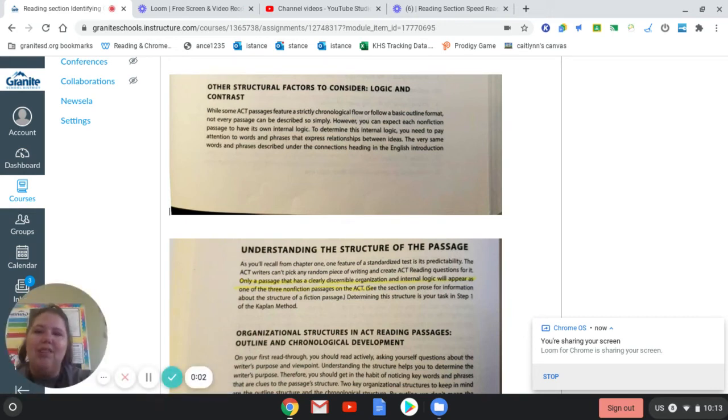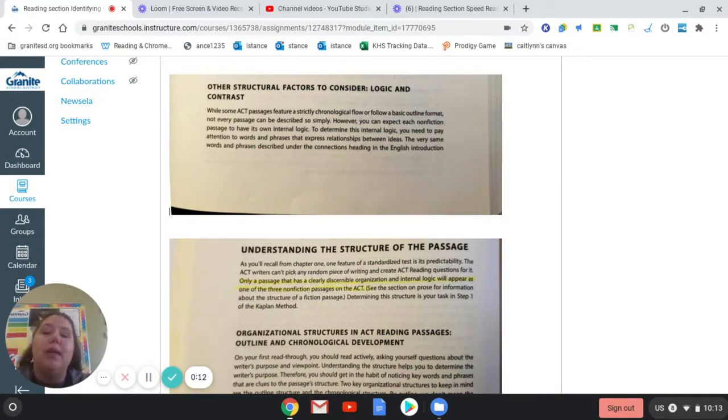All right, everybody, let's talk about organizational patterns and why we care. When it comes to the ACT test, identifying the organizational pattern is going to be helpful for you in a couple of ways. First off, if you know the organizational pattern of the particular passage that you're looking at, it will help you know where to look to find answers.